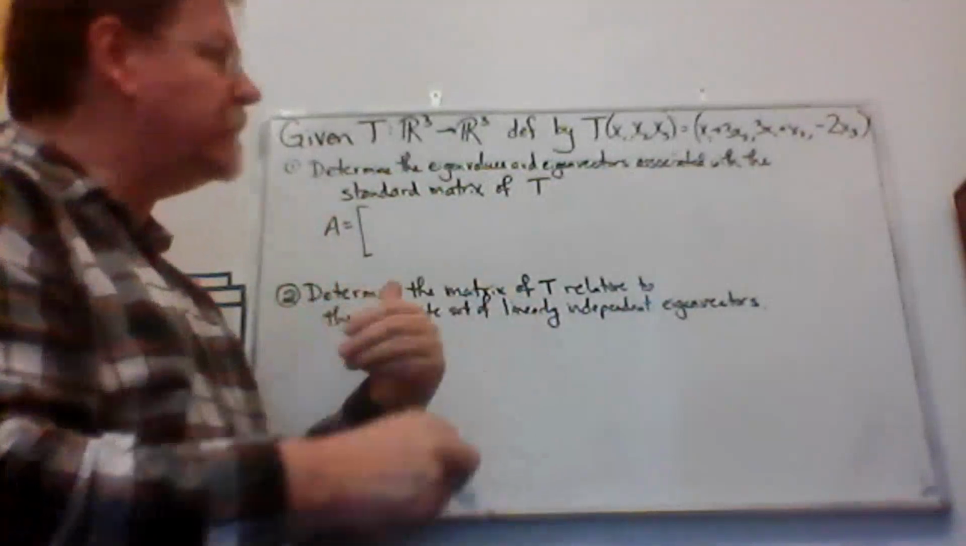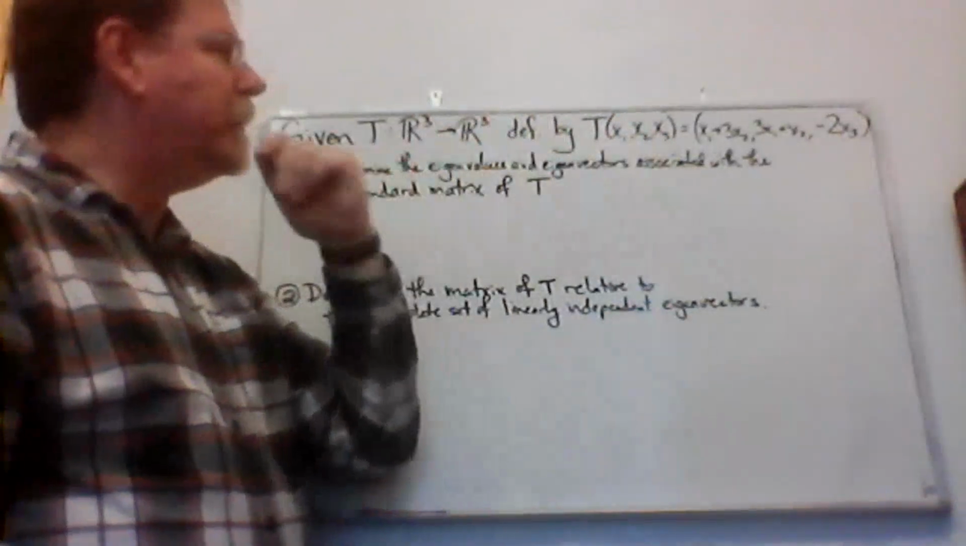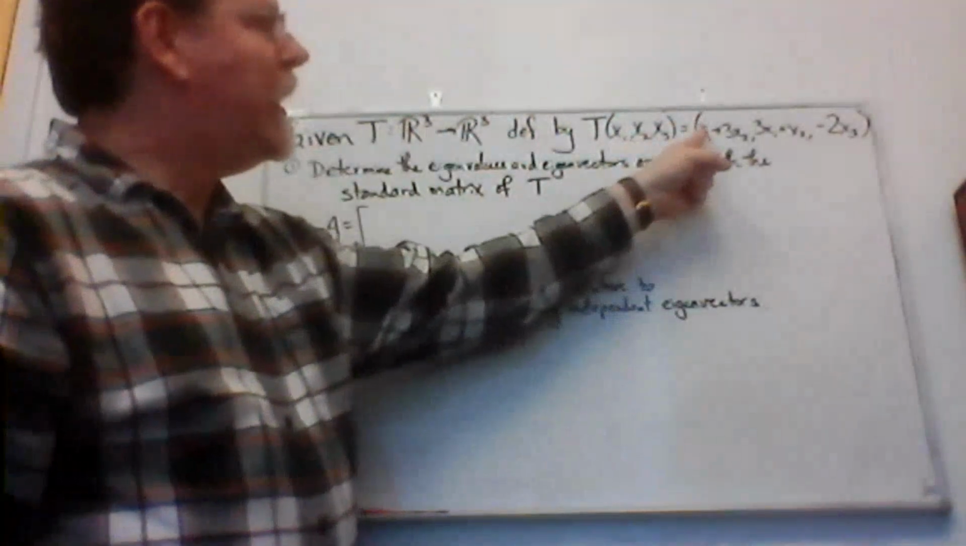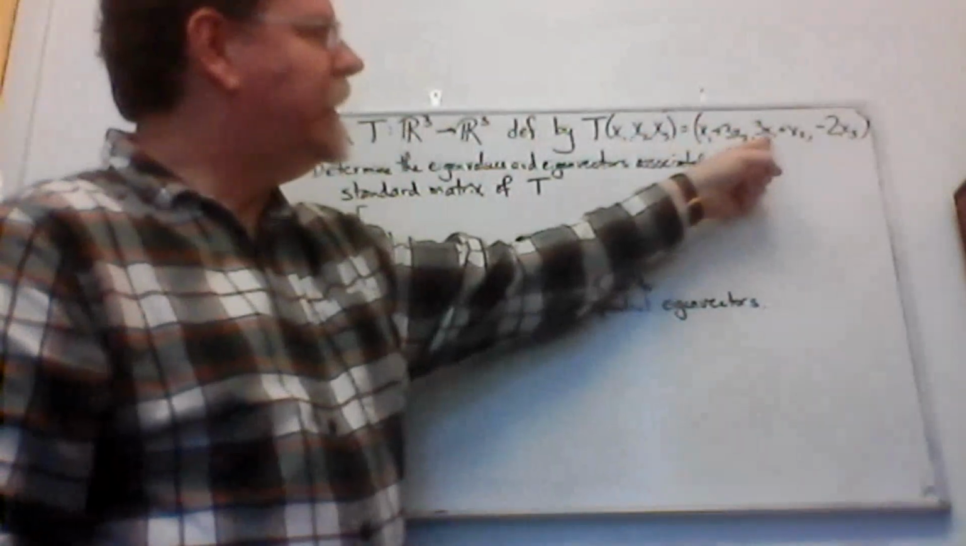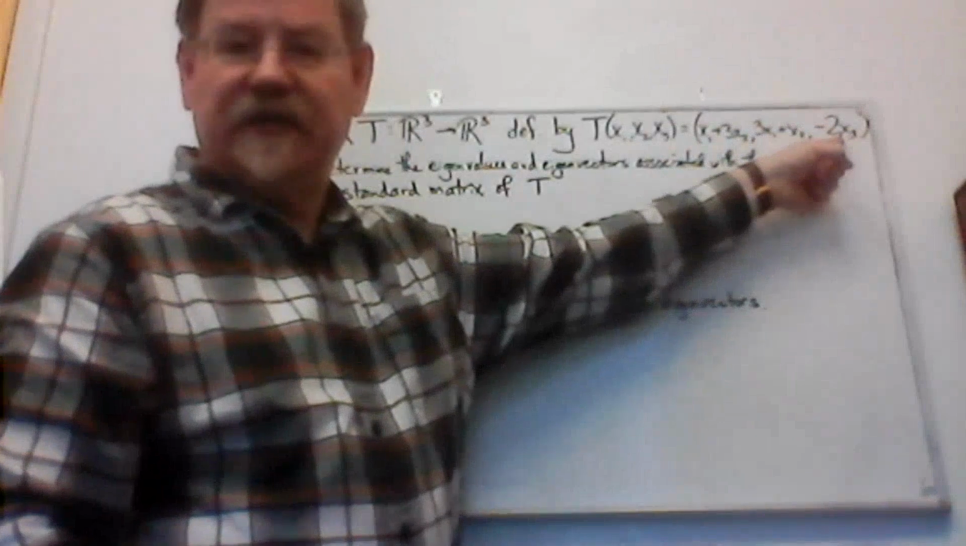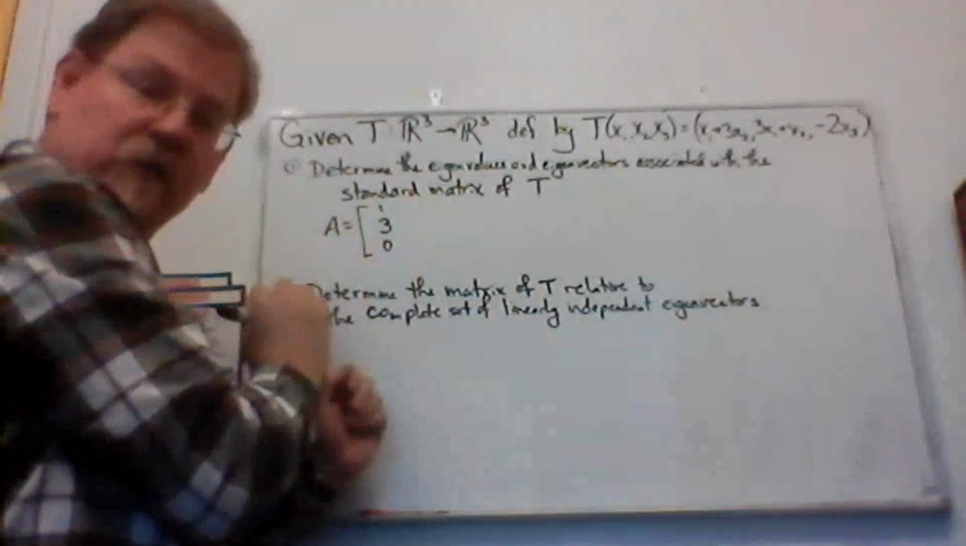So 1, 0, 0. So again, we're letting x1 be 1, and the other two variables are 0. So plop that in. This is 1. That's going to be 3. And of course, that's going to be 0. So we get the first column is 1, 3, 0.